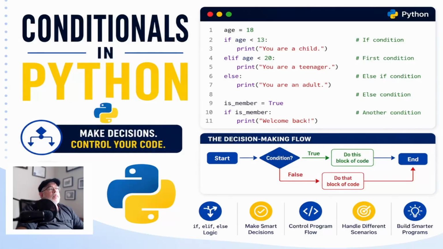Conditionals are how programs make decisions. We saw if, else, comparisons, and combining conditions with and, or, not. This is the logic layer of Python or any programming language. Next episode, we'll look at loops, how to repeat an action without writing the same line 100 times, 1,000 times.